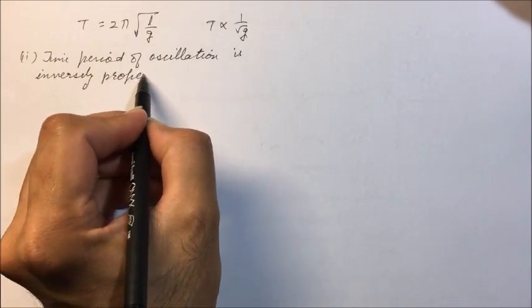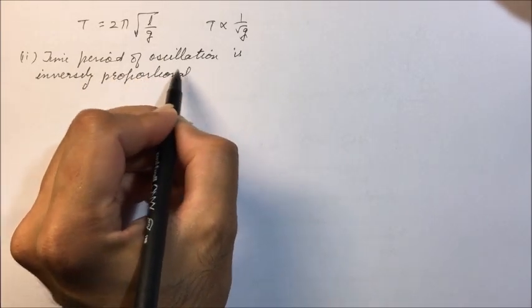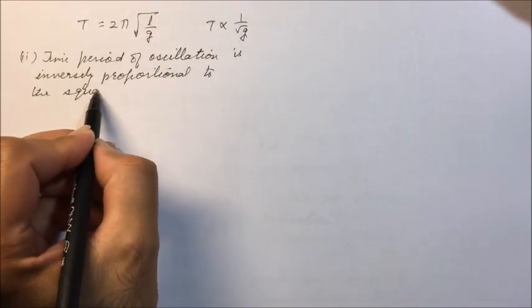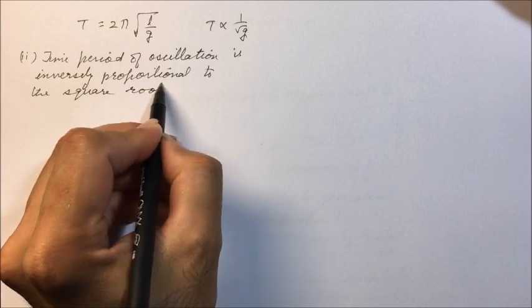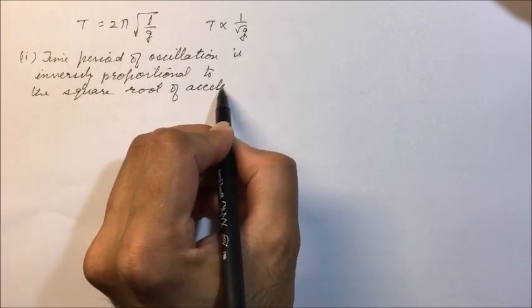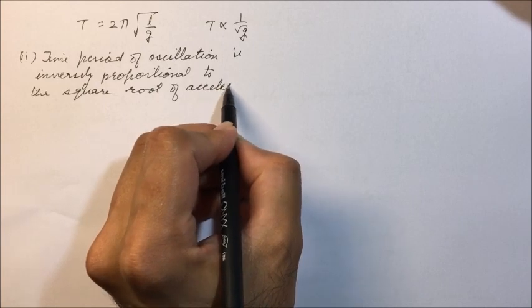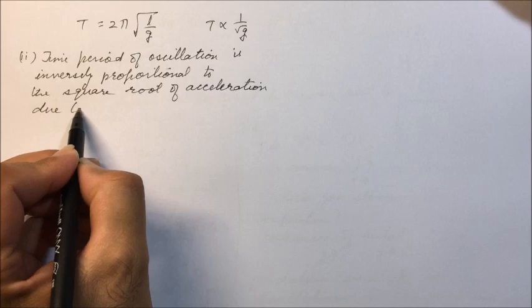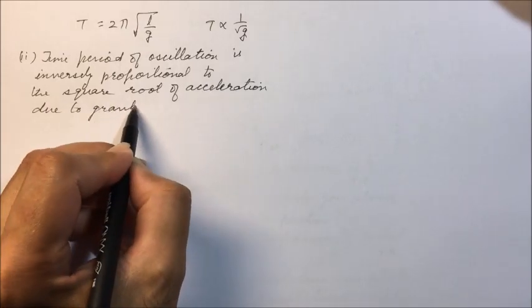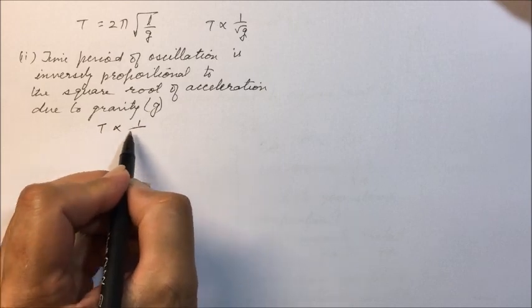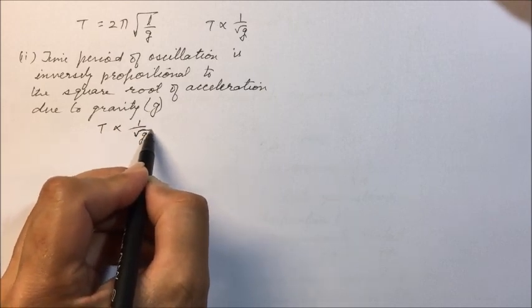So the time period of oscillation is inversely proportional to the square root of the acceleration due to gravity, that is g. So T is proportional to 1 by root of g.